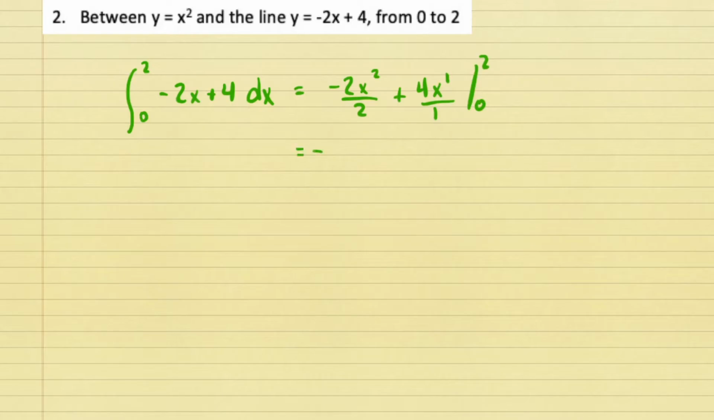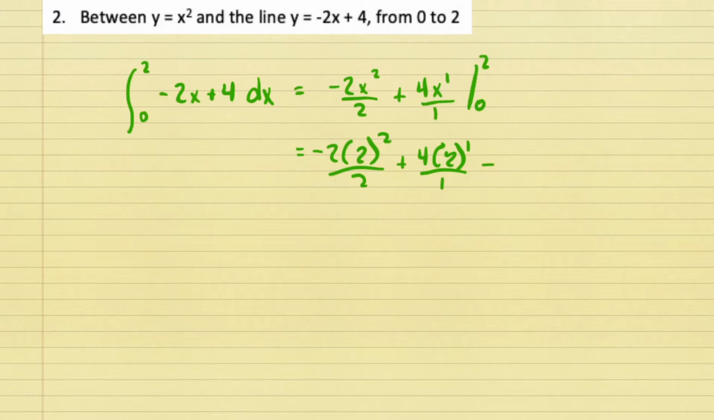So that's kind of nice. We're going to plug in the 2. So 2 squared divided by 2 times negative 2, plus 4 times 2 to the first power divided by 1. If we plug in 0, that's all zeros, so we don't really care about that. We get 4 times a negative 2 divided by 2, so we get a negative 4 there, and we're adding an 8.